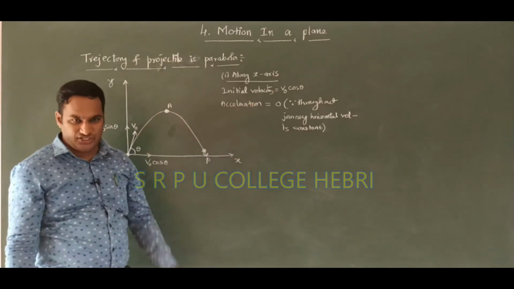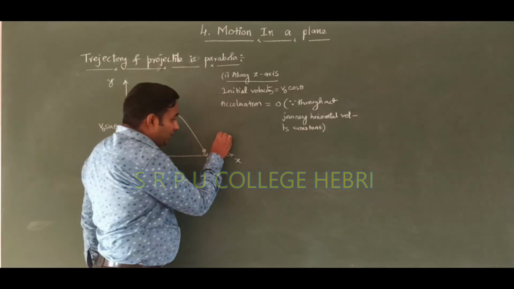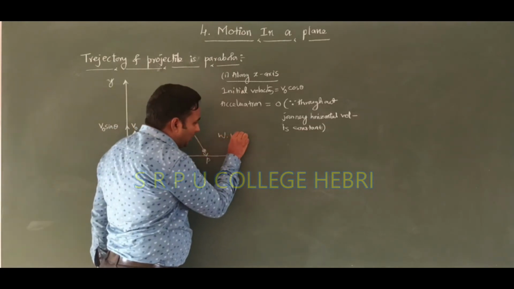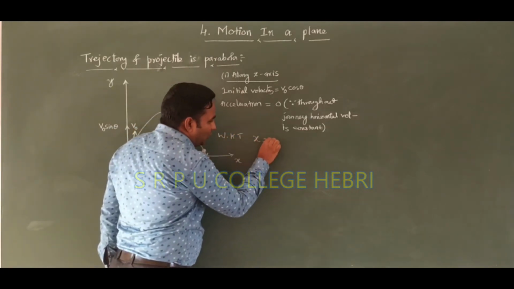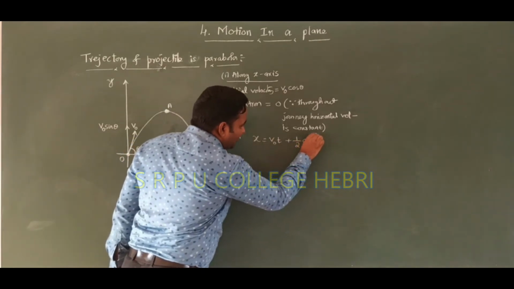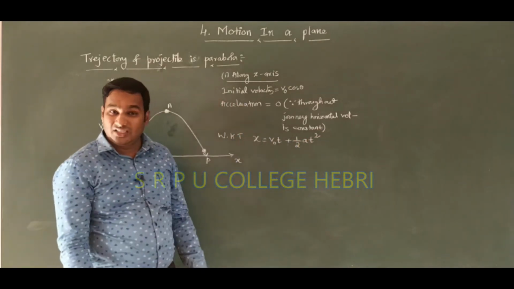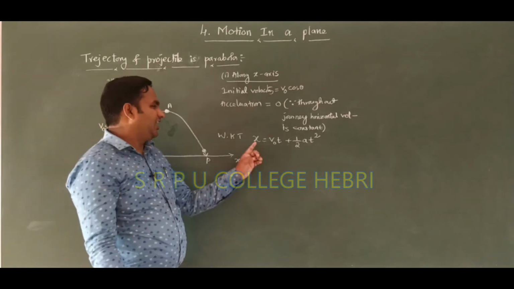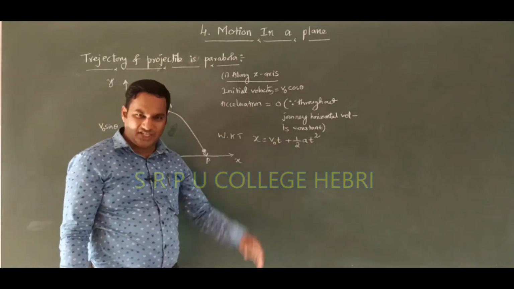That's why acceleration is 0. And by using the kinematic equation, we know that x is equal to v naught into t plus half a into t square. This equation you already learned under motion in a straight line. x is equal to v naught into t plus half a t square.